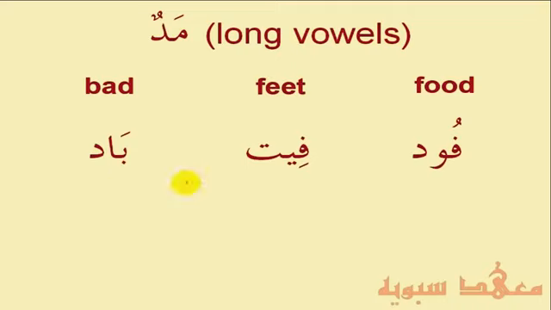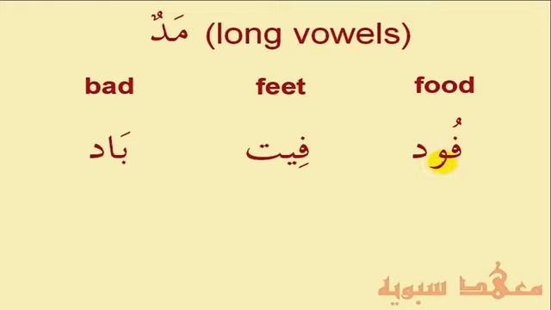So we have bad, feet, and food. In the first example, bad, it's the A sound that's being elongated. And that's denoted by this fatha here, which has the A sound, followed by the alif. And that's where we get the A sound, the elongation there, the long vowel. Similarly, here we have a kasra, and then following it is the ya. So it's a E sound. And finally, we have here a dhamma, followed by the waw. So it's a U sound.